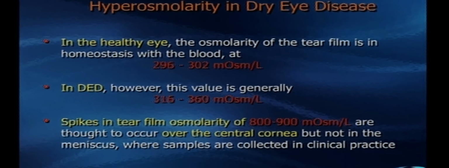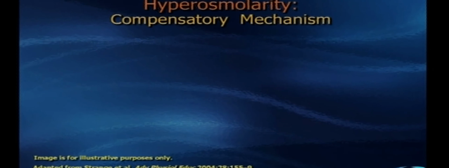So this is how the healthy eye is. It's pretty much between 296 and 302 milliosmoles, which is the same as blood. But in dry eye disease, this value is generally higher than 316 and can go up to 360. But it's suspected that the spikes on the corneal surface are probably 2 to 3 times that, because we are measuring the osmolarity in the tear meniscus, which is close to the canthus, whereas on the ocular surface itself, there's far more concentration of these salts than what we can actually examine in clinical practice.